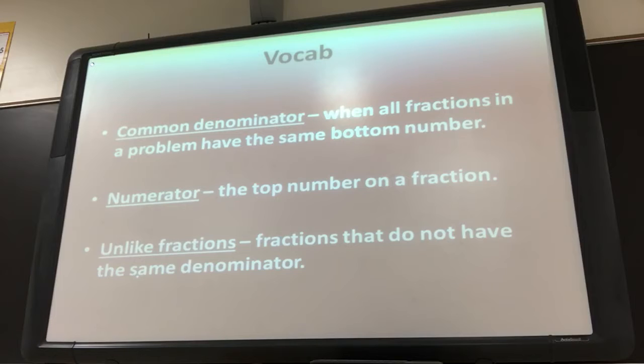So a common denominator is when all fractions in a problem have the same number on the bottom. The denominator is the number that you see on the bottom of a fraction. The numerator is the top number on a fraction. So we're going to be talking a lot today about denominators and numerators. Make sure you know which one is which. And then unlike fractions, that's fractions that don't have the same denominator. We're going to have to do one step before we can start adding and subtracting those.